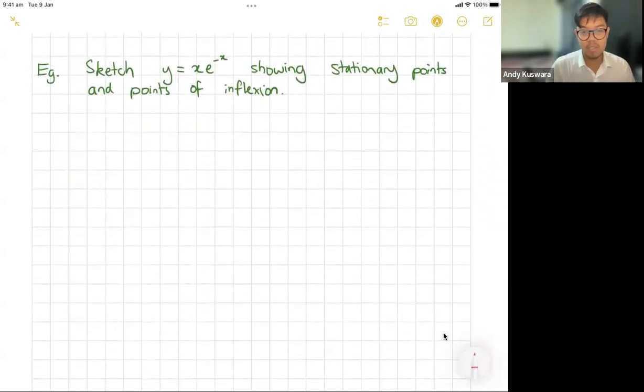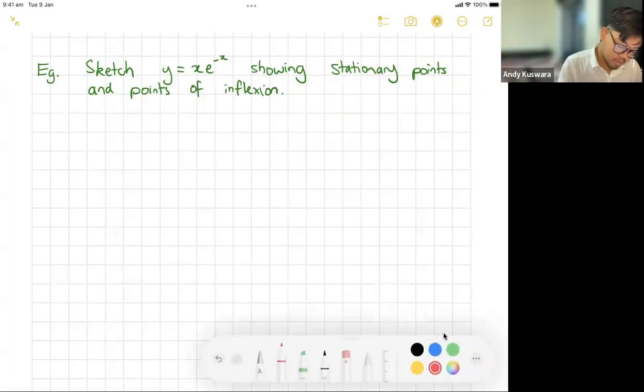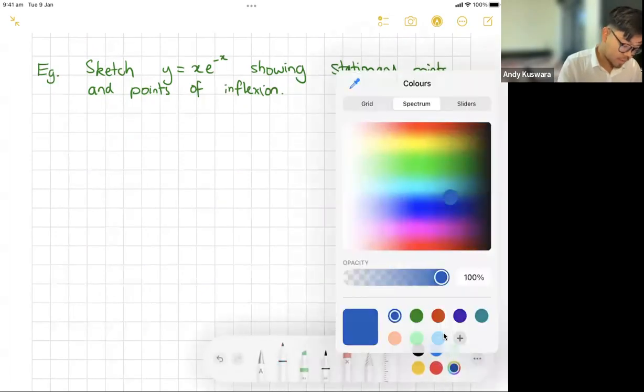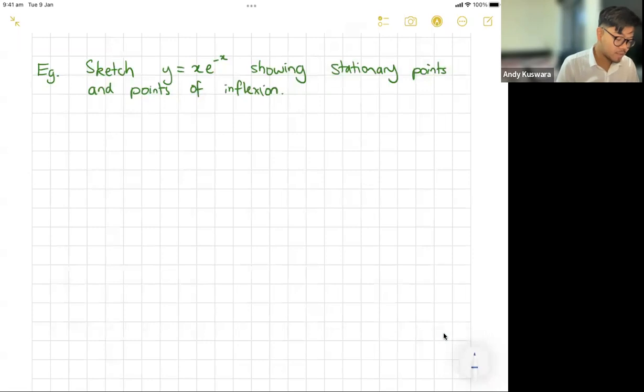Now let's try a question like this. We want to sketch y equals x e to the negative x, showing stationary points and points of inflection. So let's take a look at this one here. First things first, how do I find a stationary point? I need to let y dash equal 0 and solve.